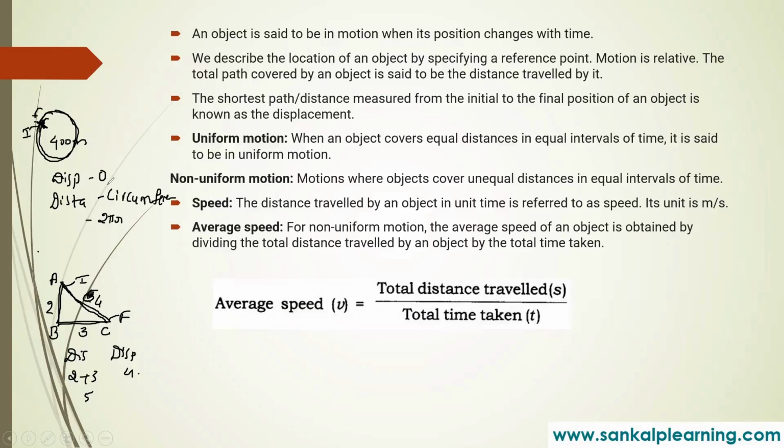How the question will be asked here is, what is the displacement of the body? The body covers one circular path. It will be 0. What is the distance traveled by the body? It will be 2 pi r.